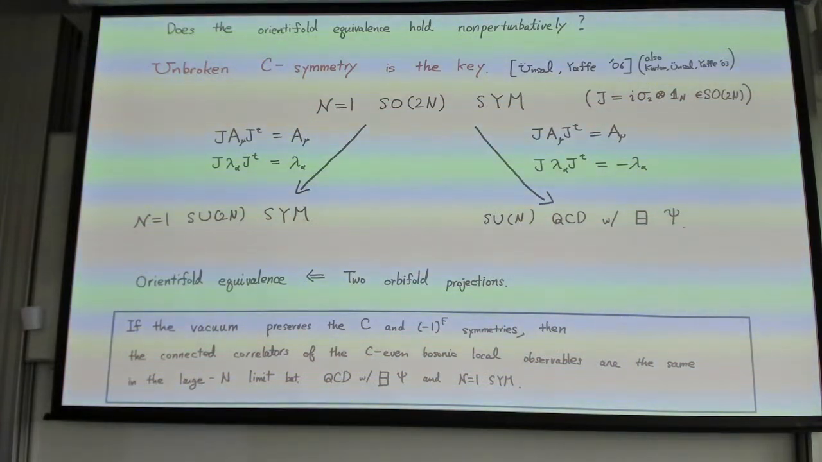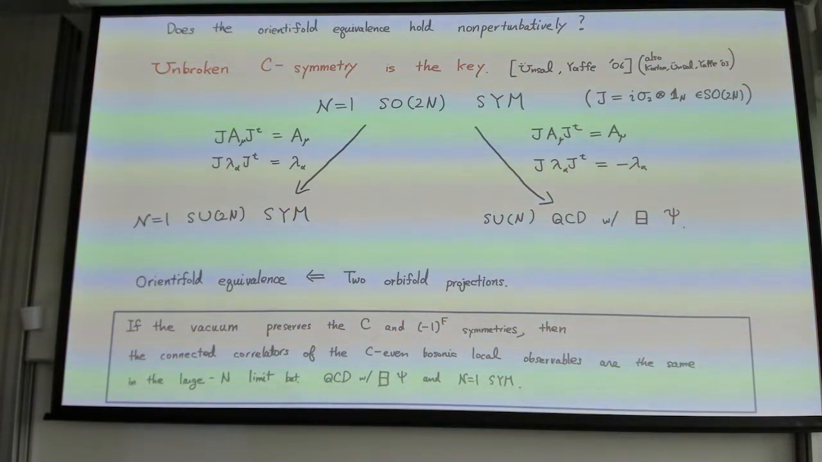And furthermore, this unbroken symmetry is also key for the non-perturbative orientifold equivalence. Basically, in a 2006 work by Unsal and Yaffe, they proved that this orientifold equivalence can be obtained by two different kinds of orbifold projection, starting from N=1 SO(2N) super Yang-Mills theory. So if you pick some element of SO(2N), and take this kind of projection for the gauge field and the gaugino, then you get this.